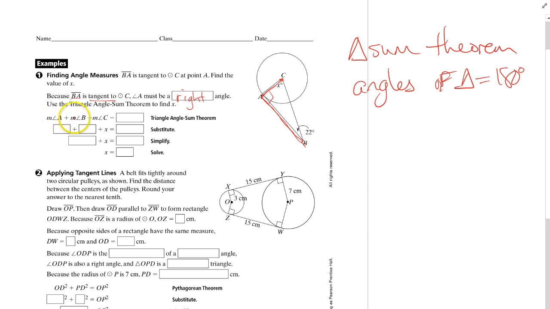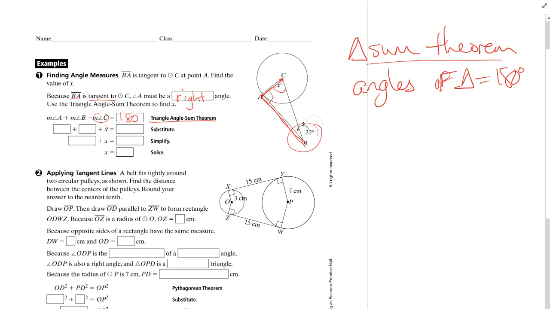So now, measure of angle A plus measure of angle B plus measure of angle C is 180. Oh, look, triangle sum theorem. That's just what I wrote. Hey, now we can substitute. We've got x up here. That's going to take our place for measure of angle C.